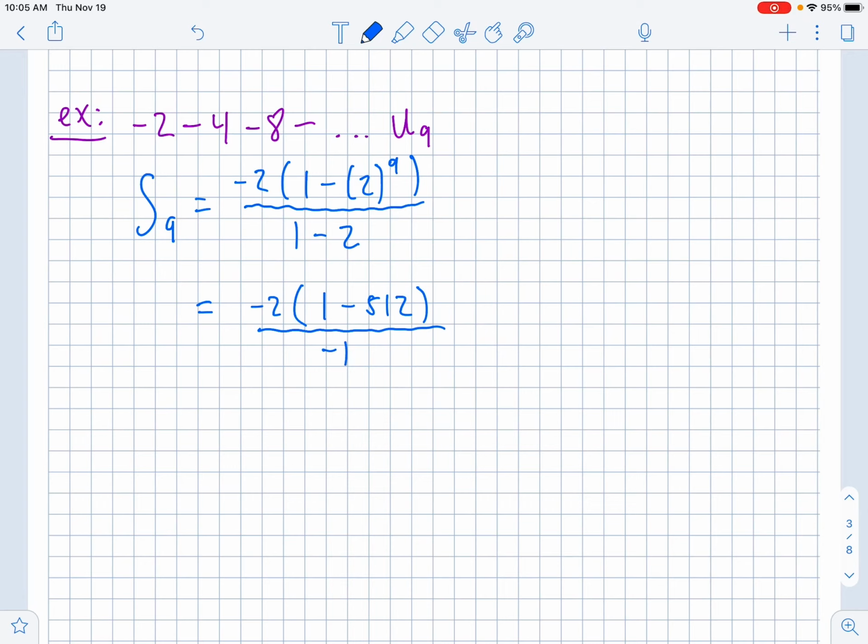And that's a -1 on the bottom. But then this -1 and this -2 will cancel, well, the negatives will cancel each other out. And 1 minus 512 is -511. Oh, did they make a mistake in the book? I think they did. Oh, no, they didn't. So the whole thing will be negative. -1022. So S sub 9 equals negative 1022. That's 2 times the -511.